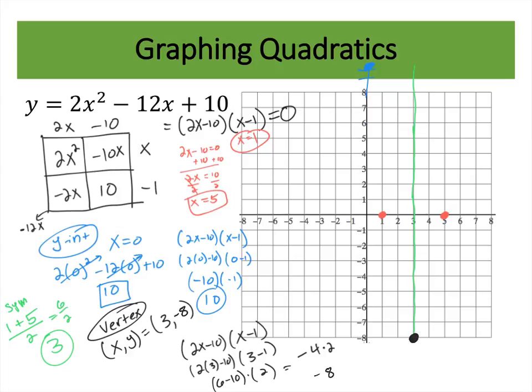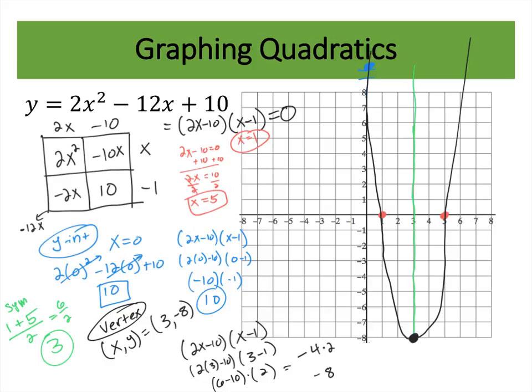So 3, negative 8 is my vertex, and I'm going to plot that on my grid. And now I kind of have all of the points that I need. And I know that I have to draw kind of a curvier line than maybe you're used to. And this is probably going to be awful, but I know the vertex is there, my roots are there, and it's a terrible drawing, but it goes through all of the points that it needs to go through, and it kind of looks quadratic-y. So this demonstrates all of the steps to graphing a quadratic.